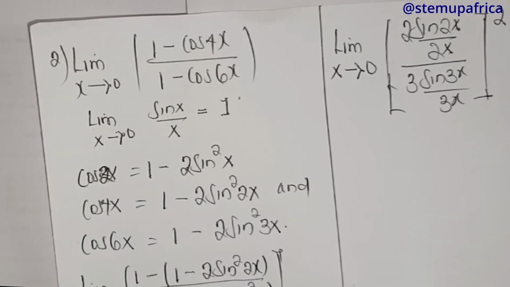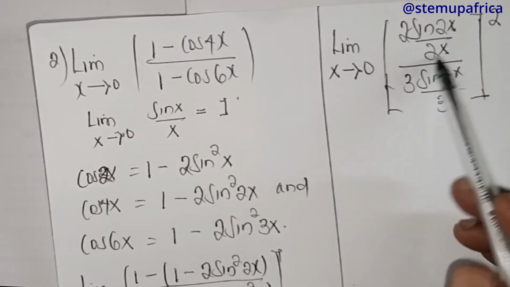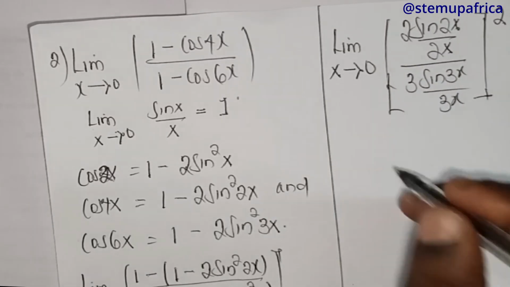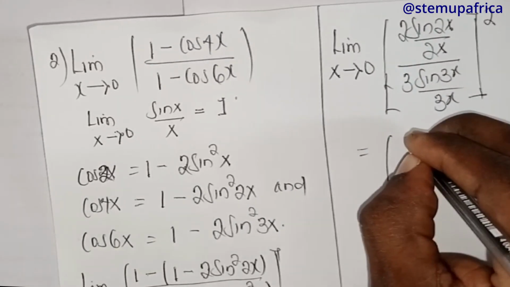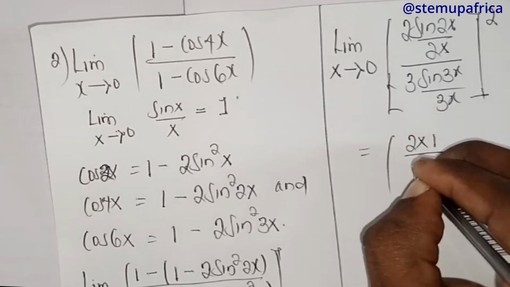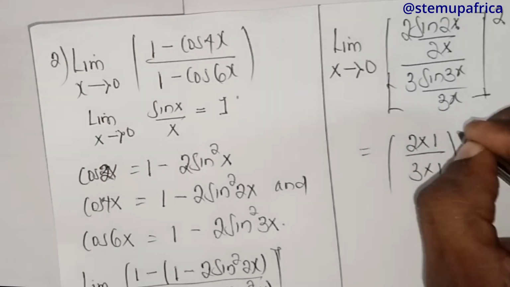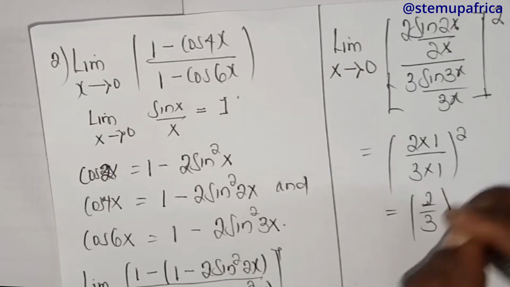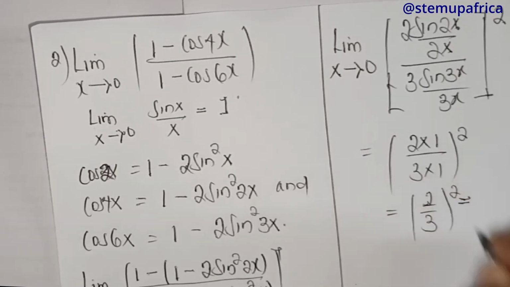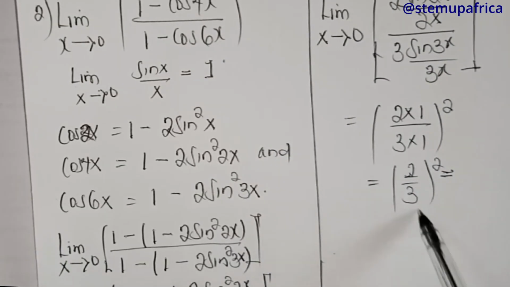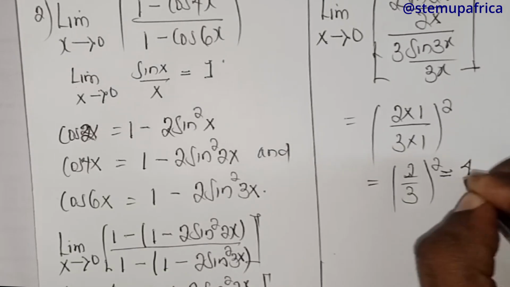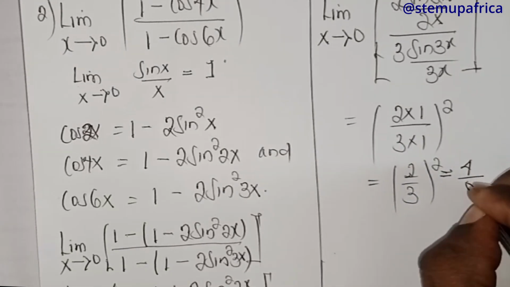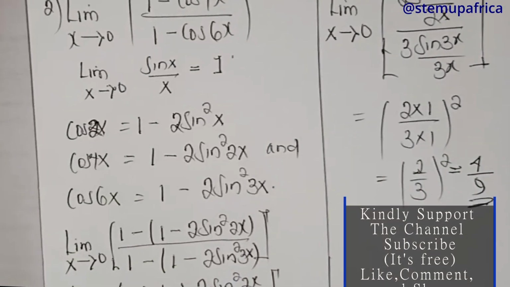So from the special limit now, the whole of this is 1, the whole of this is 1. So we are just left with 2 times 1 over 3 times 1, squared. That will give us (2 over 3) squared. So the square here is governing both 2 and 3. If I square 2, that will give us 4. If I square 3, that will give us 9. So our answer is simply 4 over 9.